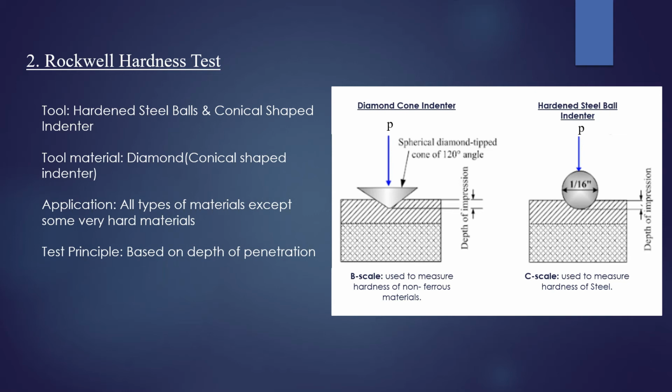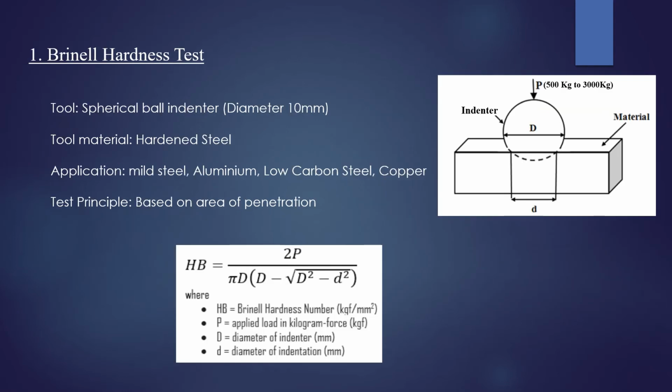when we compare the procedure and experimental setup. Okay, it is very similar. I want you to remember the Brinell hardness test. There, in the principle I said, based on the area of penetration, they used to calculate the hardness number. Am I right? Based on the area of penetration, they used to calculate the hardness number.